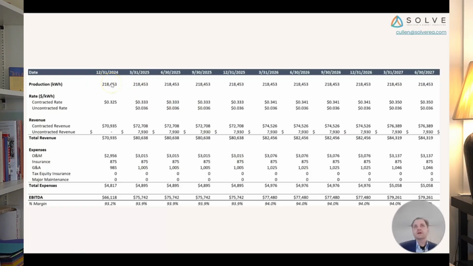Here you can see those items in the input section broken down and spread over time: production, revenues, expenses, and EBITDA.